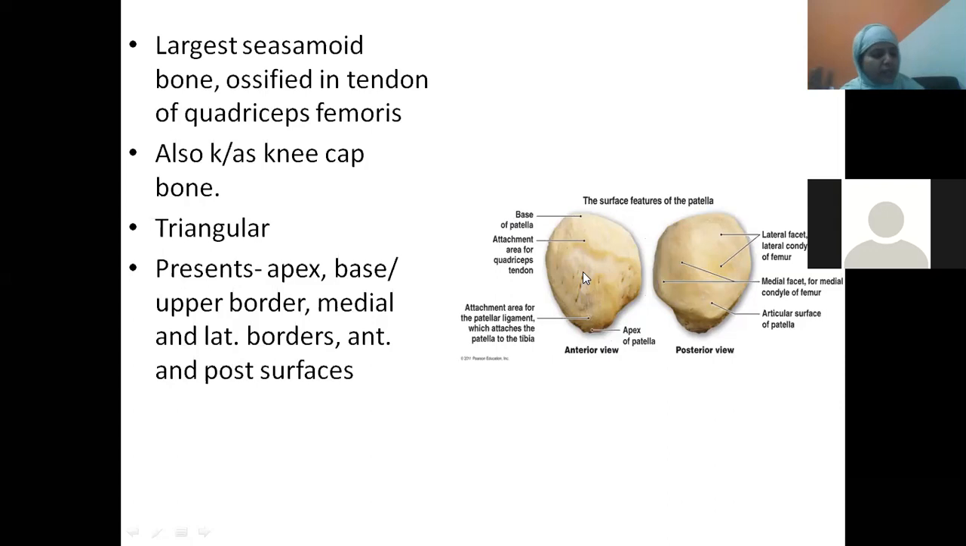Then it has 2 surfaces. If you see from front, it is anterior surface. If you see from behind, it is posterior surface. Like that, it has 2 surfaces. Now, anterior surface will be rough. Okay. And posterior surface will be smooth and articular. Why is it smooth? It is covered with hyaline cartilage.